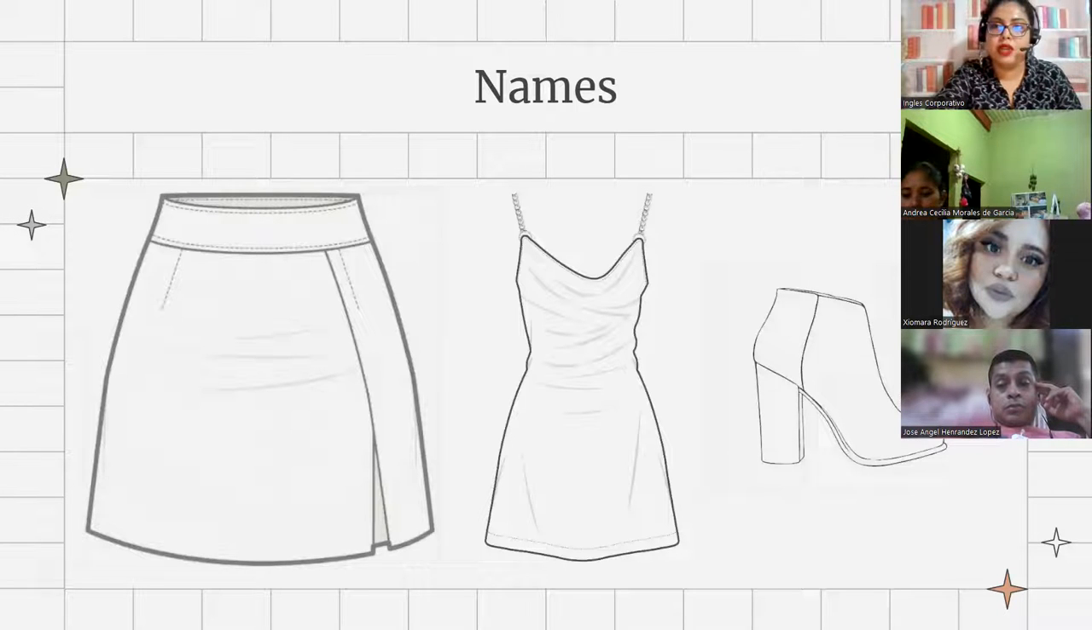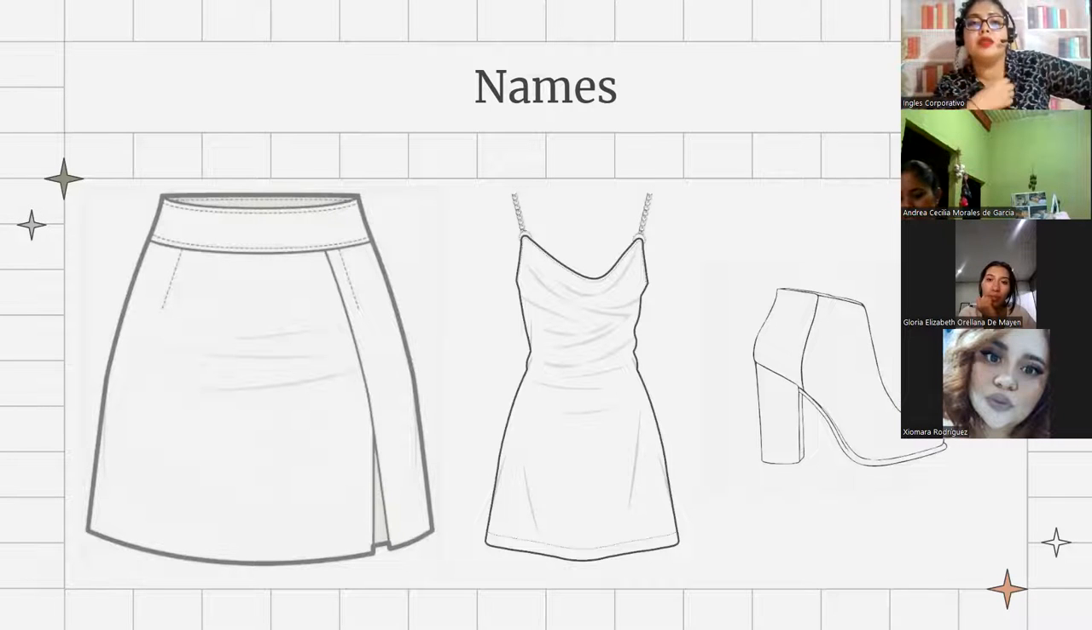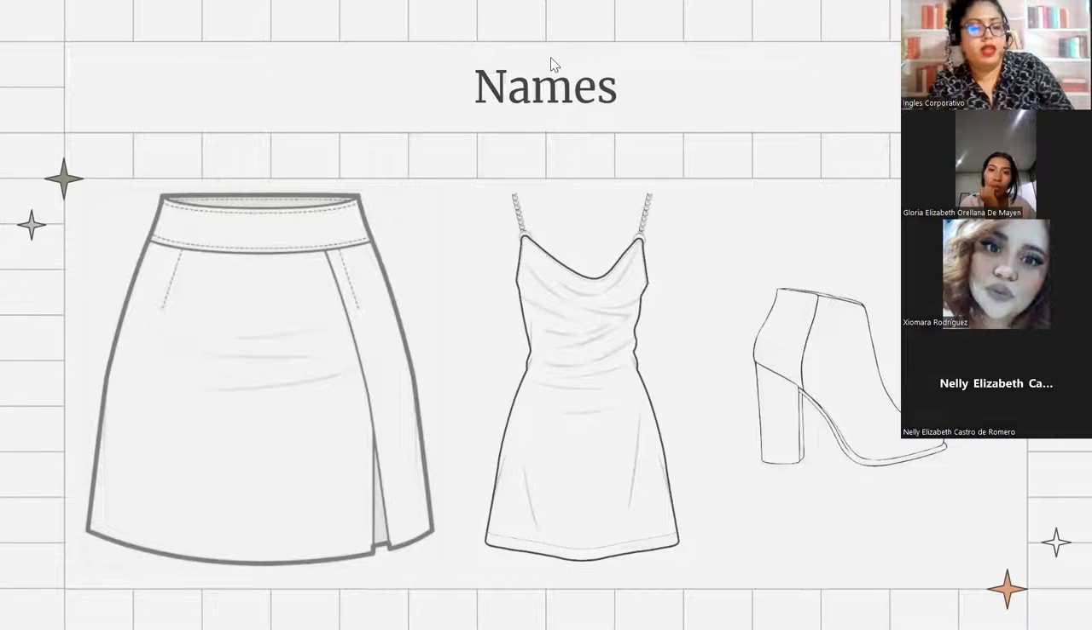Next one. What is this? We have three elements here. Yes. A skirt. La primera es skirt, una falda. The second one? Dress. A dress. En este caso podemos llamarlo simplemente dress o también podemos decirle mini dress cuando son vestidos cortos. And the number three. Boots. It could be boots, but also it can be high heels or just heels. Pueden ser botas, tacones, tacones altos.